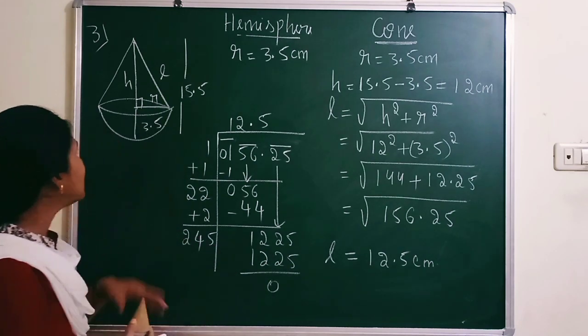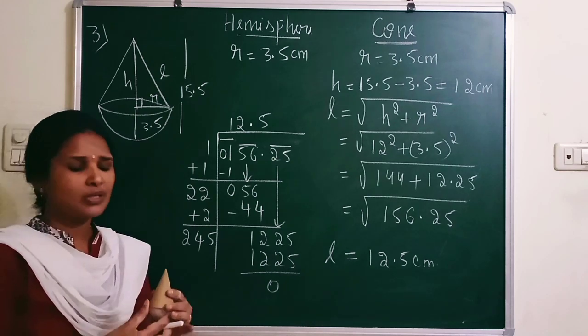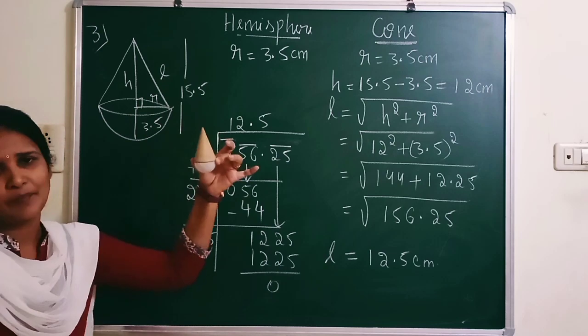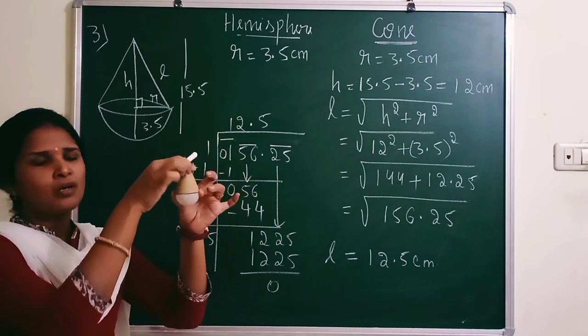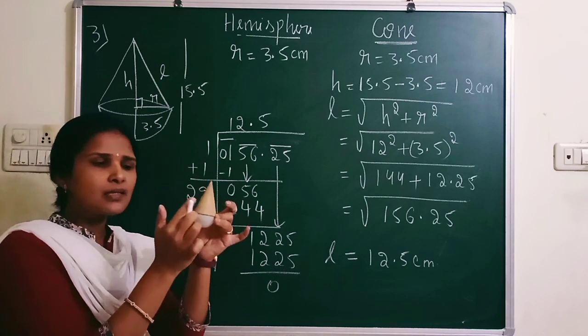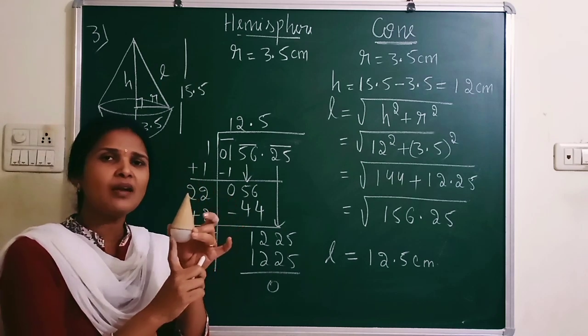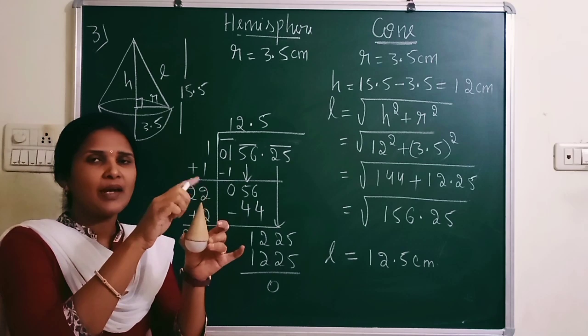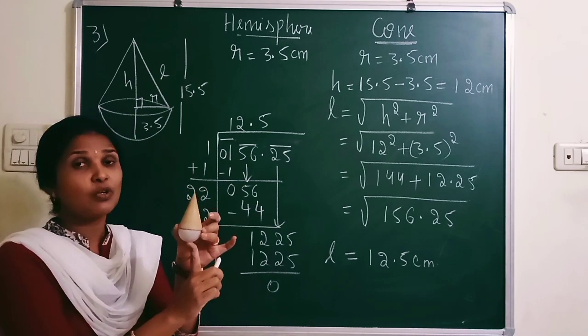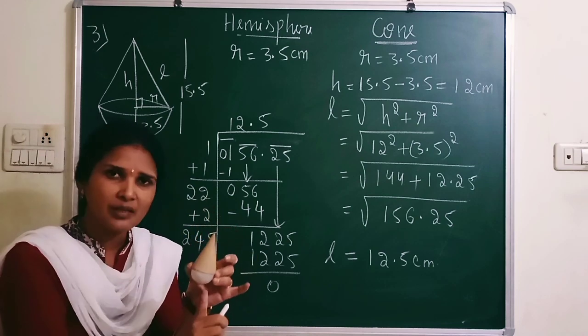When you compare this toy, let me show one block here. You can see this is a block which looks exactly the same. So you have a cone which is mounted on a hemisphere. Given the cone radius and the hemisphere radius are both the same. And the total height from the tip of the cone to this edge of the hemisphere, he has given as the total height, that is 15.5 centimeter.